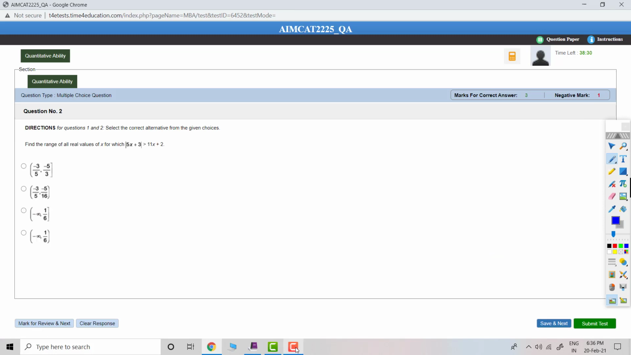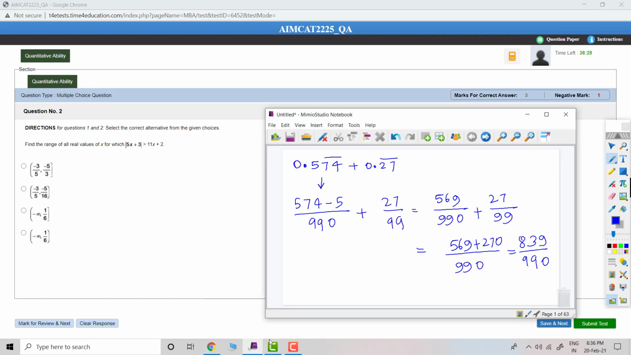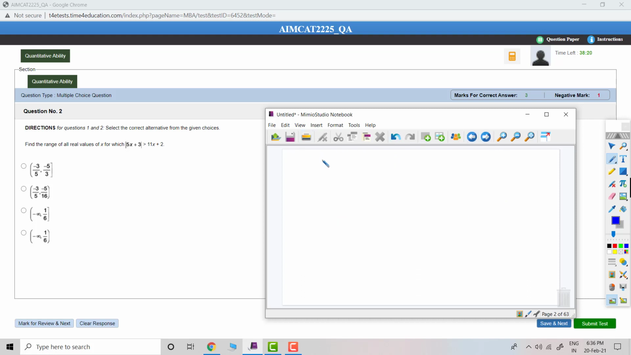Let's have a look at the second question. Look here. Second question is, find the range of all the real values of x. There is an inequality given. Let me write that inequality first. The inequality is: mod of 5x plus 3 is greater than 11x plus 2. Now the question is, which of the following represents the set for x.